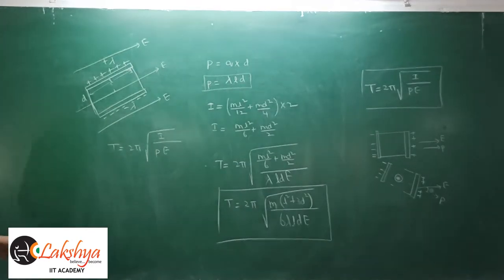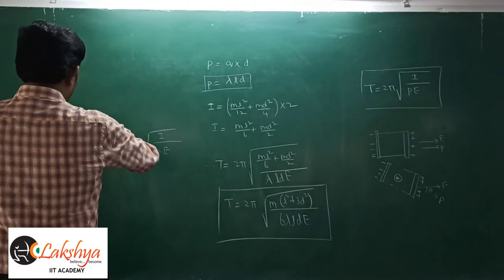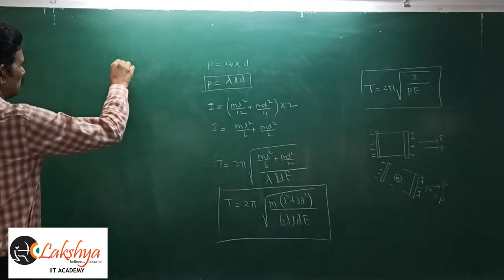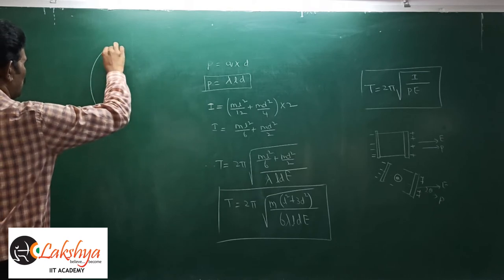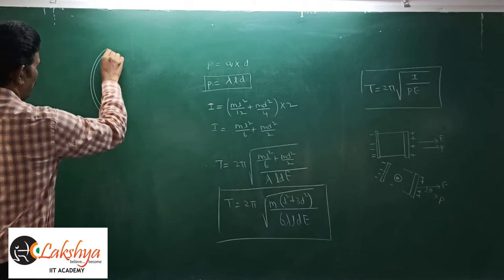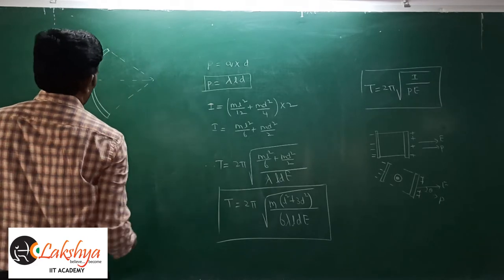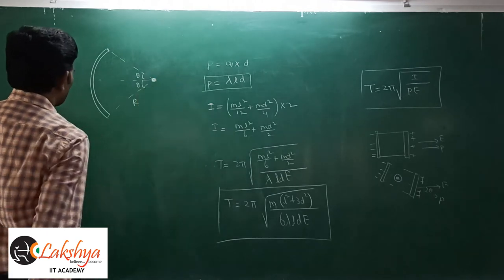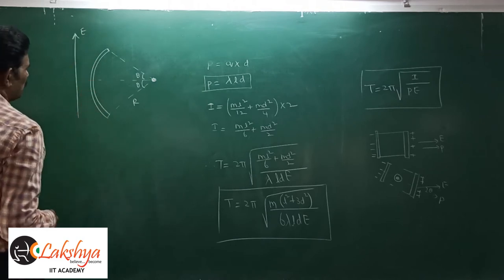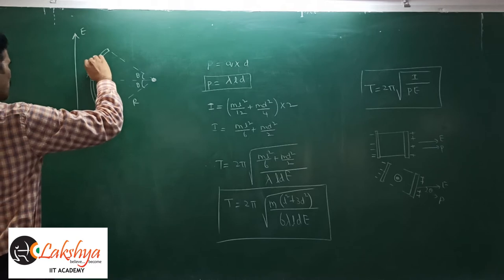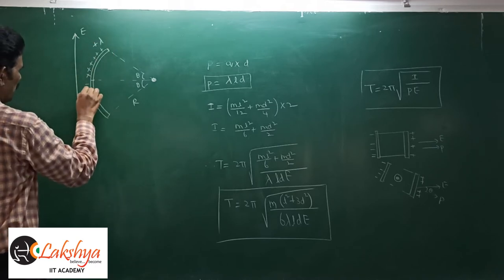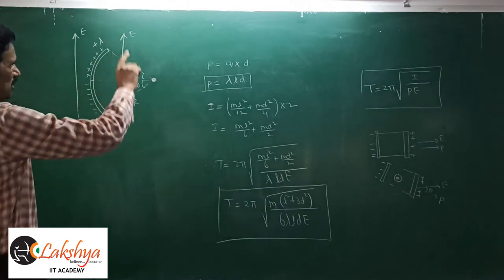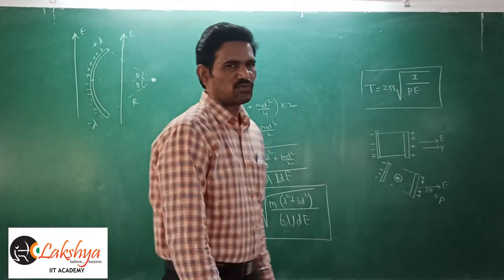Let us see one more similar problem. This is a circular rod, a circular arc, subtending a total angle of 2 theta, of radius r, free to rotate about this point. Now it is placed in a uniform electric field like this. This part is carrying some positive charge density lambda, and this part is carrying negative charge density minus lambda. Now it is slightly displaced and it is oscillating. Then we need to write the time period of oscillation of such a system.